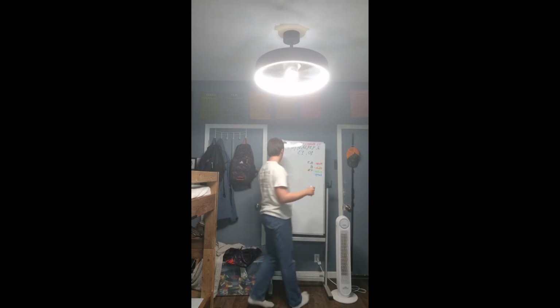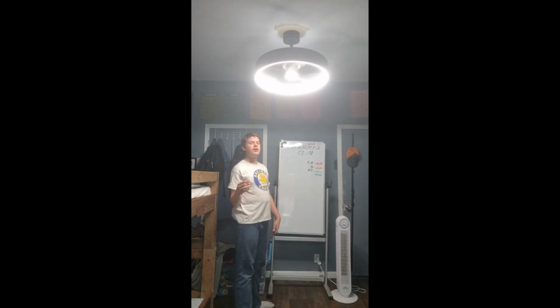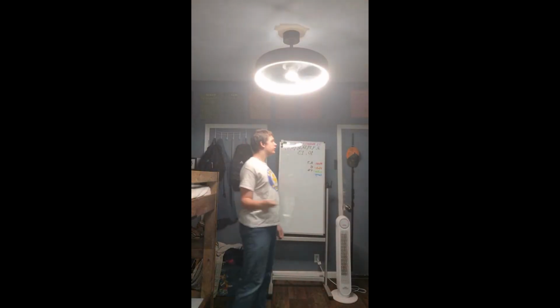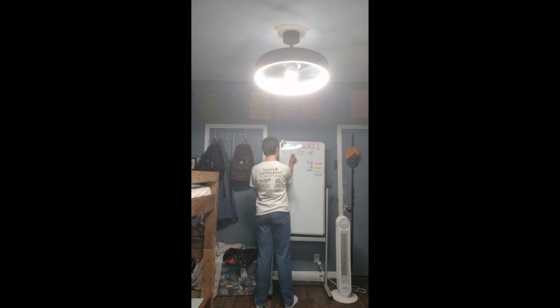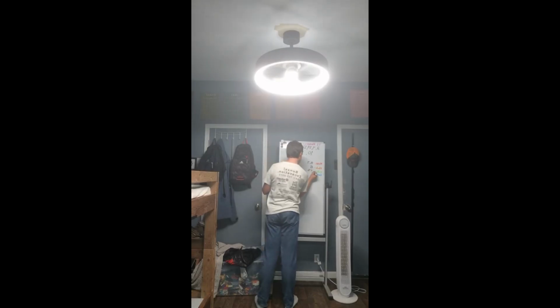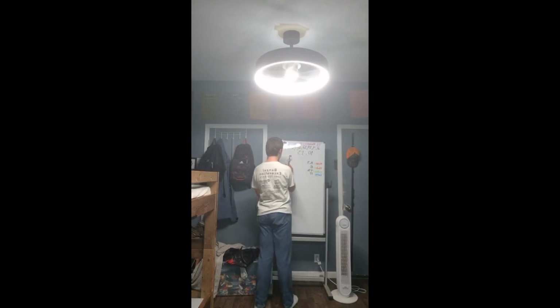Range. We have talked about range. What is range? The range is the biggest number subtracted by the smallest number. So 19 minus 2, we get 17. The range is 17.